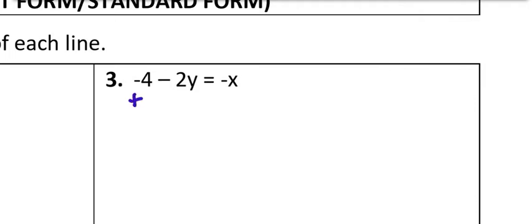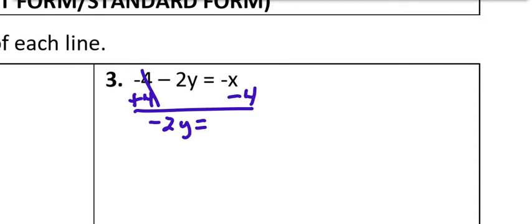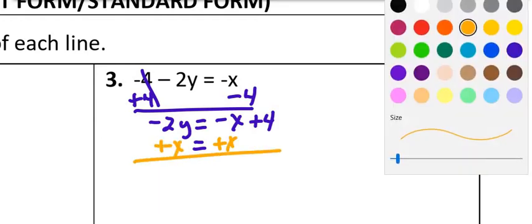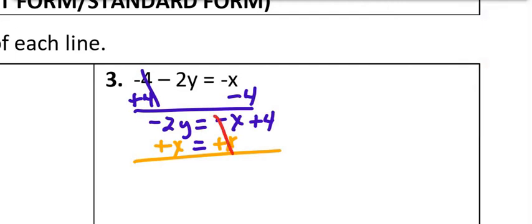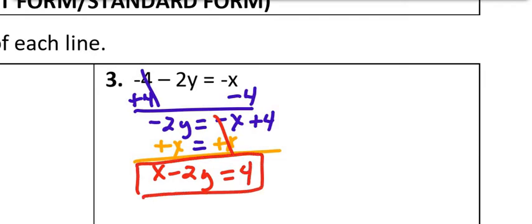So the first thing I'm going to do now is to say negative 4, negative 4. So I'm going to have a negative 2y equals, we cannot combine negative 4 with the negative x. They are unlike terms. The negative 4 does not have an x. So I'm going to say negative x plus 4, and I'm going to have to move the x over. So I'm going to say plus x. You cannot combine the x and y together, so this will cancel out, and I have x minus 2y equals 4. Now this is in standard form.